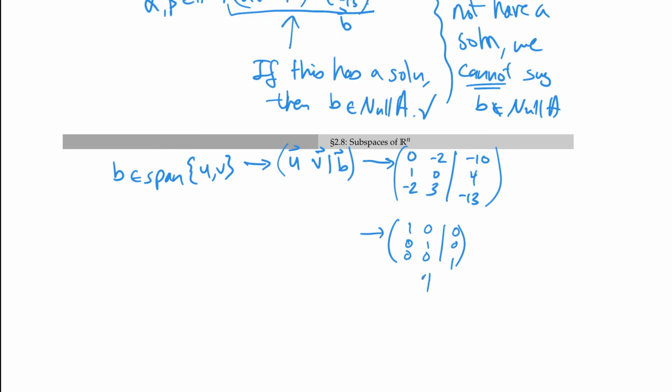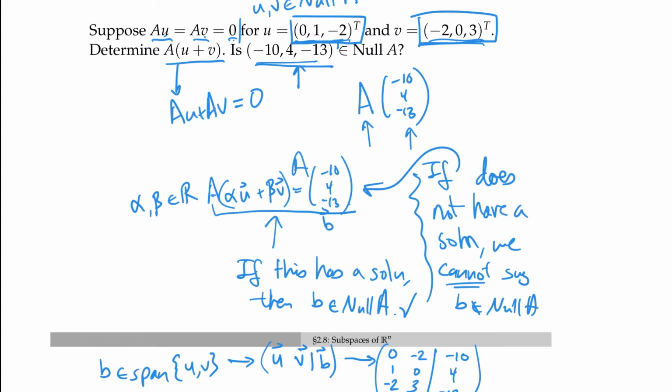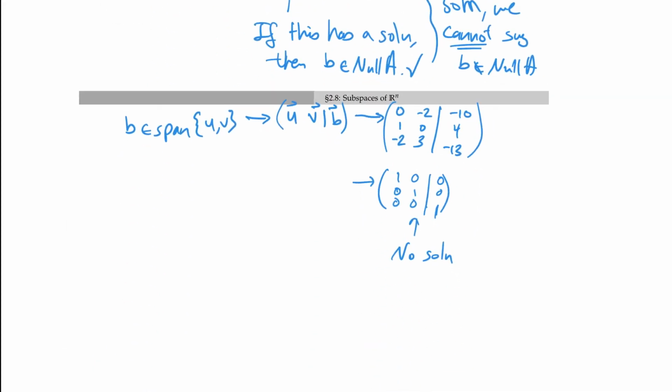Anyways, this right here tells us, since we have a pivot in the right-hand column, it's bad news bears. So we have no solution. And therefore, go back up here, ask if B is in the null space of A. Well, we can't answer that, can we? We don't know. We cannot say if B is in the null space of A. We need further information.